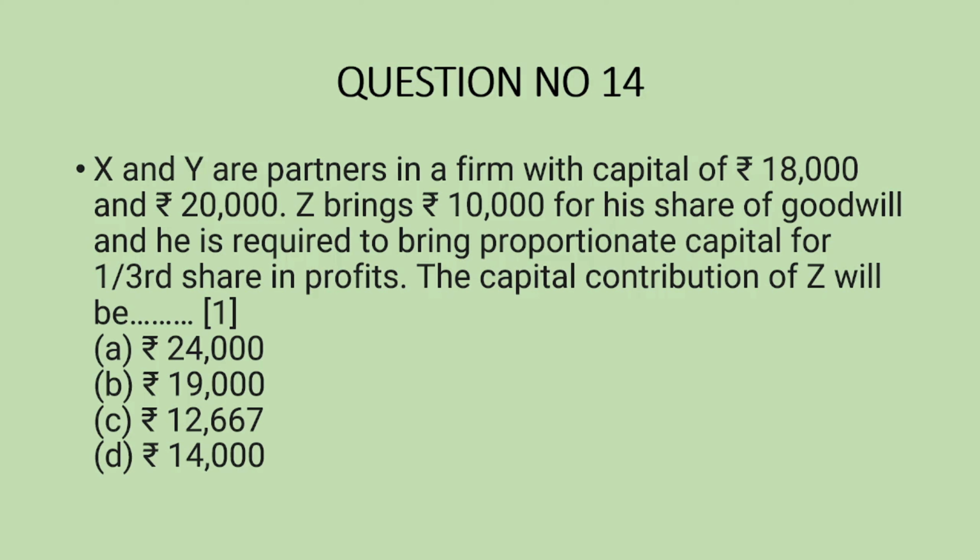Question number 14. X and Y are partners in a firm with capital of rupees 18,000 and 20,000. Z brings rupees 10,000 for the share of goodwill and he is required to bring proportionate capital for one third share in the profits. The capital contribution of Z will be, there are four options given in the question.